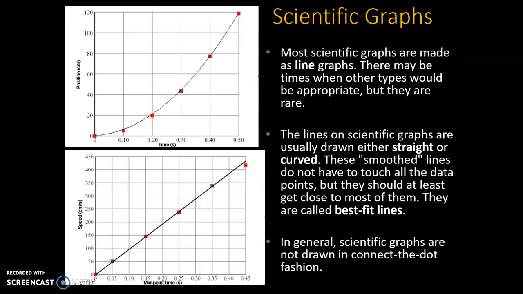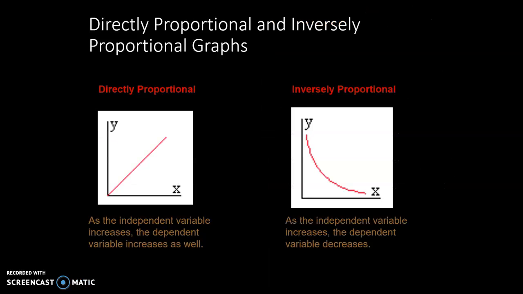Okay, most scientific graphs are made as line graphs. There may be times where we use other graphs, but it's very rare that we use different graphs that are not line graphs. So when you interpret a line graph, you're going to say the behavior.